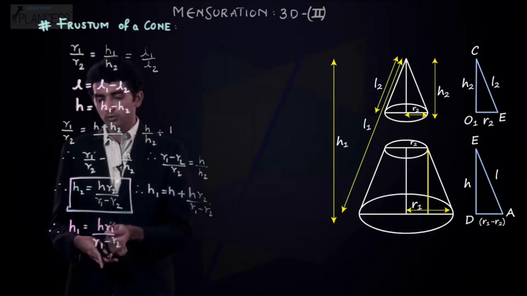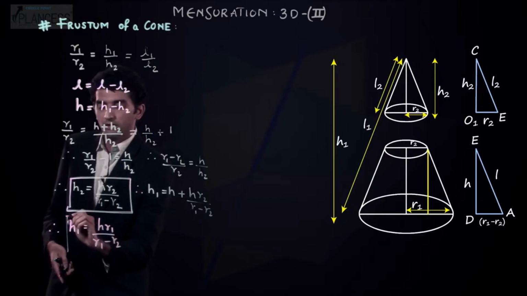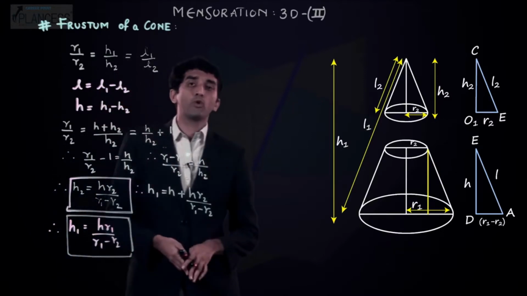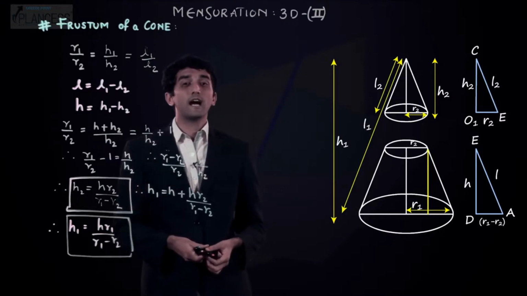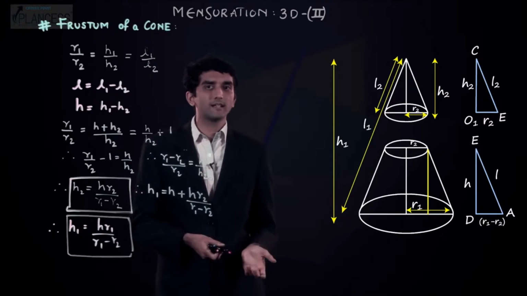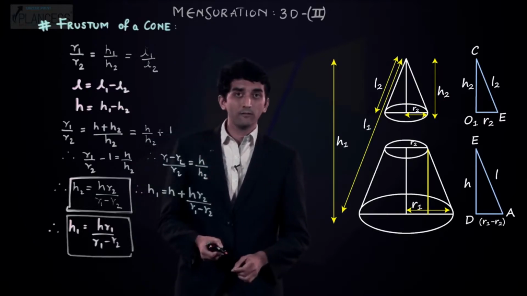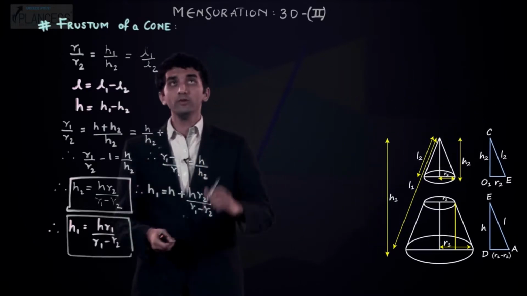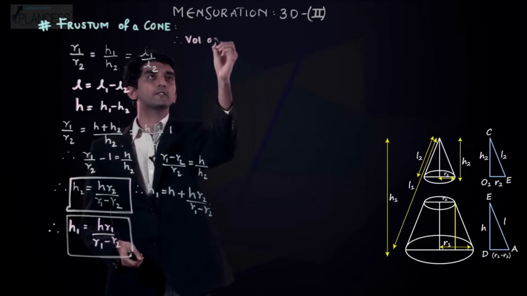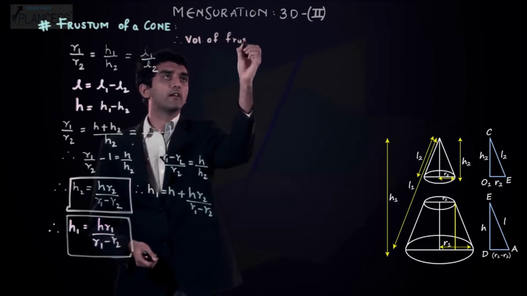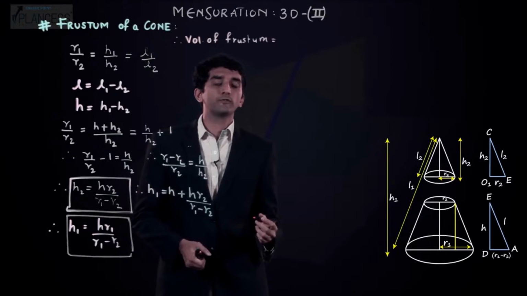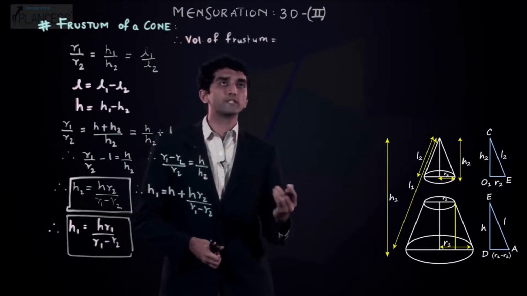So these are the two things, as I was talking about, which won't be given to us in the problem. What will be given to us is the height of the frustum, the bottom and the top radii, and the slant height of the cone. So let's see how we are going to find out the volume of the frustum. So therefore volume of frustum, as I said, is going to be volume of the larger cone minus volume of the smaller cone.